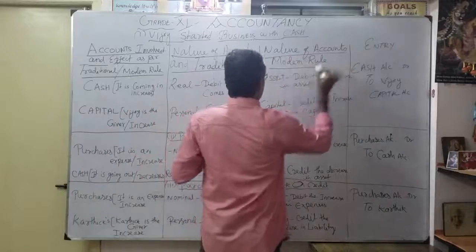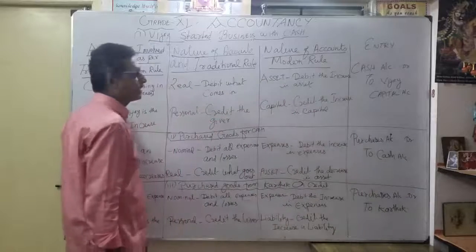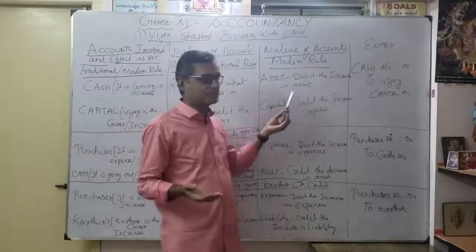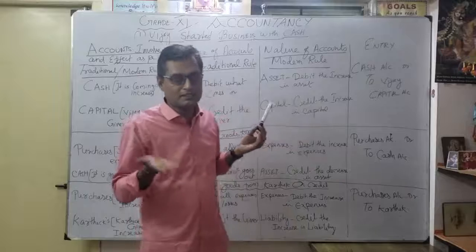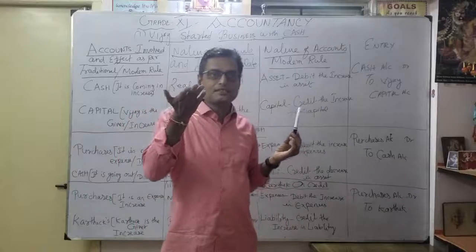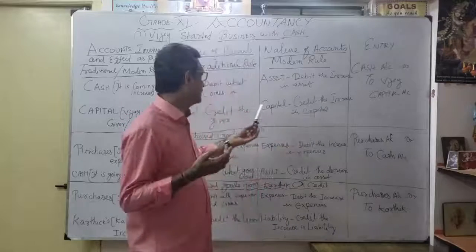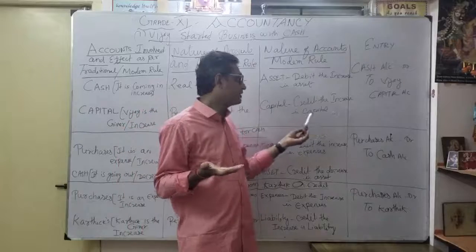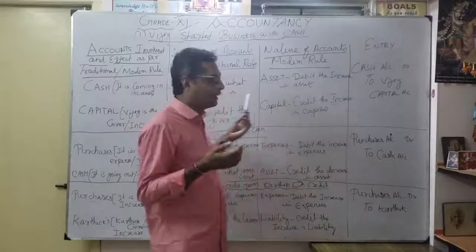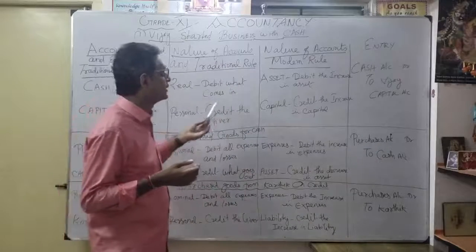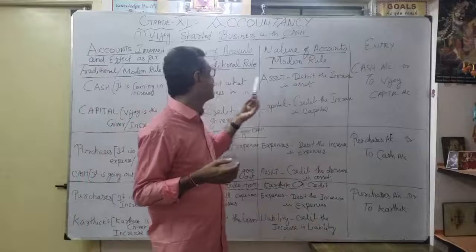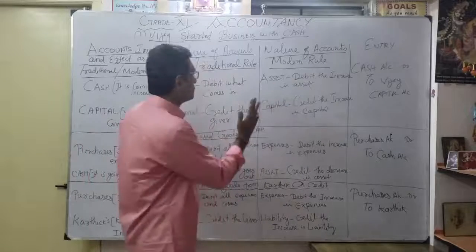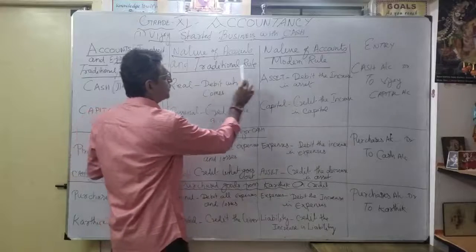Now coming to the nature of accounts under the modern rule. Cash comes under asset, so naturally debit the increase in asset. Whenever an asset increases you put debit, and whenever an asset decreases you put credit. In the same manner, capital: credit the increase in capital. Capital is also increasing. So the personal account becomes the capital account, and the real account becomes the asset account under the modern rule. That is the comparison between the traditional rule and the modern rule.